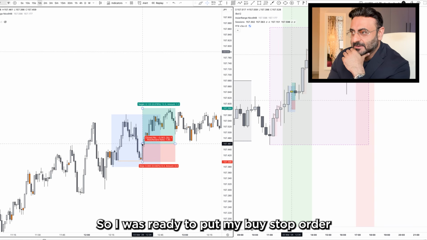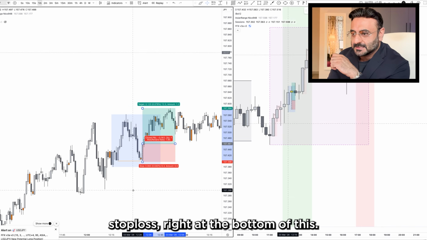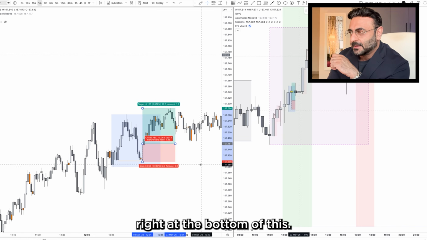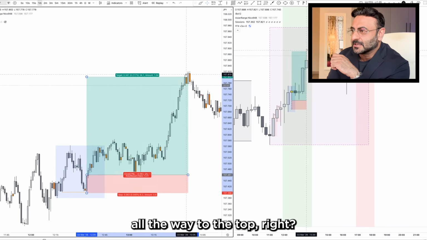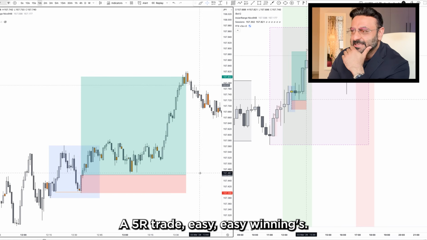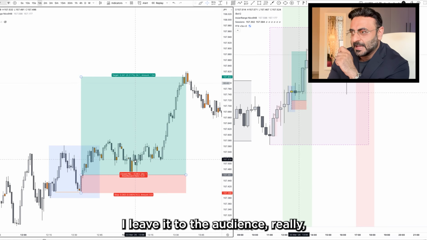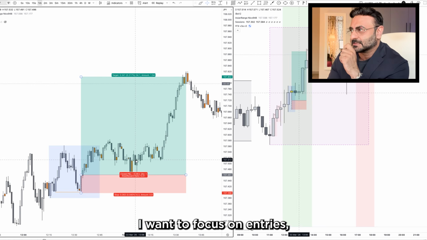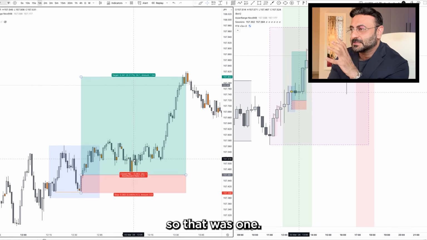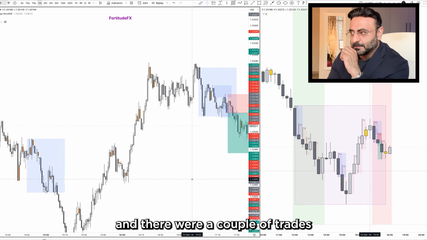So I was ready to put my buy stop order at the top of this candle, stop loss right at the bottom of this. Let me get this out of the way. Right at the bottom of this, and look at that. That was a nice healthy trade all the way to the top, right? A 5R trade. Easy winnings. Trade management is something that I talk about, but I leave it to the audience really because there are tons of trade management styles. So I want to focus on entries. So that was one. Let's go into GU, and there were a couple of trades here as well.